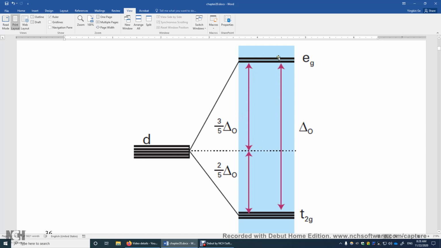So now if you do a calculation, 2 times positive 3/5, over here, 3 times negative 2/5, right? If you sum it up, you get 0. 2 times positive 3/5, in total, it's positive 6/5. Or here, 3 times negative 2/5, that's negative 6/5. So they cancel. So overall, when we define this as the barycenter, or the center of energy, if you sum up the energies of these two orbitals and the energy of these three orbitals relative to the barycenter, you'll get 0.